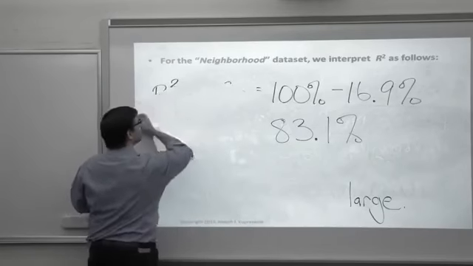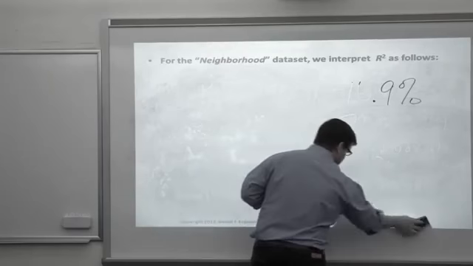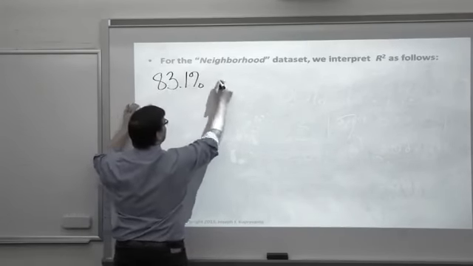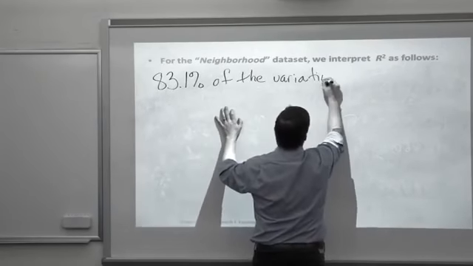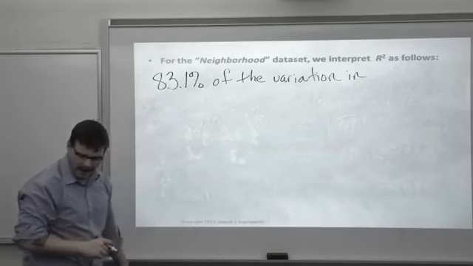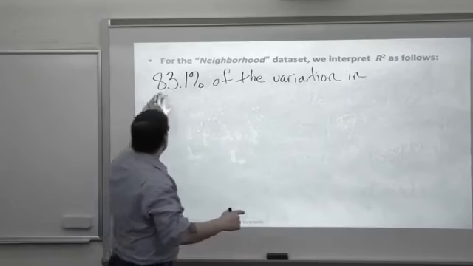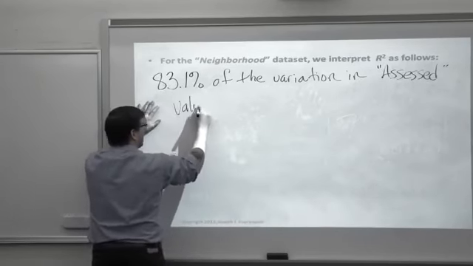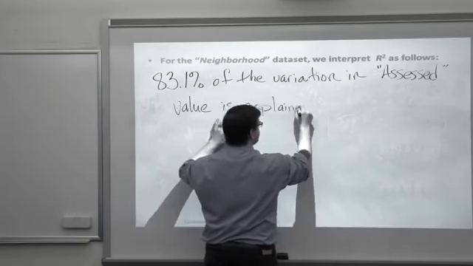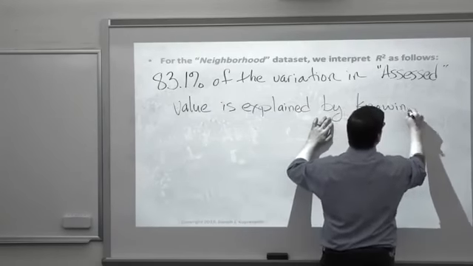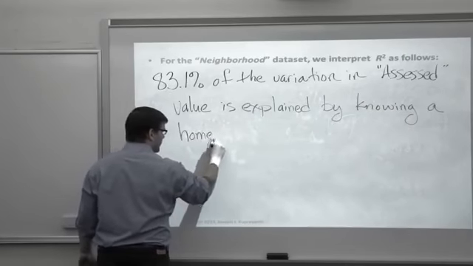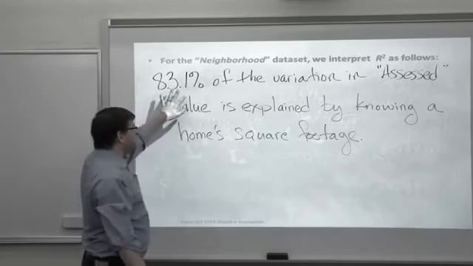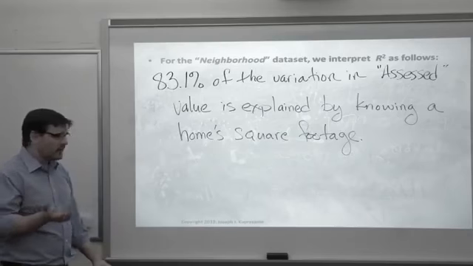For the neighborhood data set, we interpret r squared as follows. 83.1% of the variation in our y variable, assessed value, is explained by knowing a home's square footage.